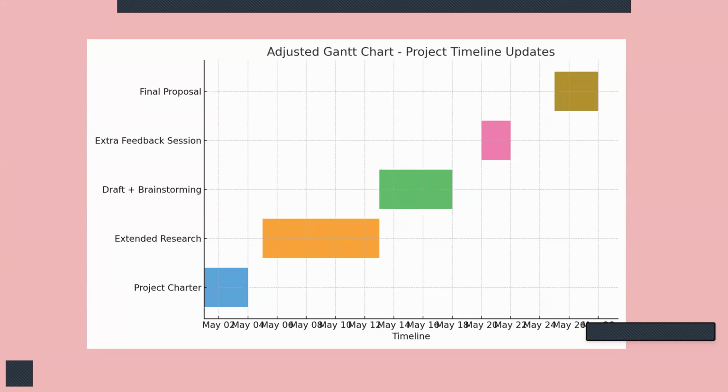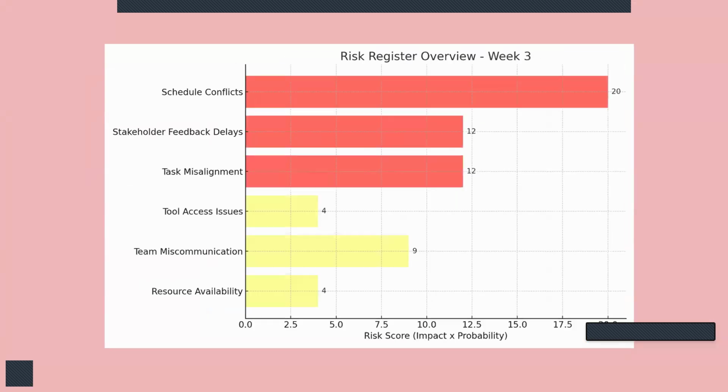So the Gantt chart is a very helpful tool, and it was instrumental in driving the project forward with structure and discipline. That was all from my side. Thank you.